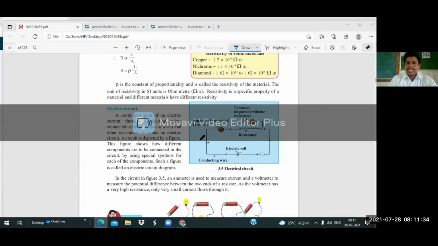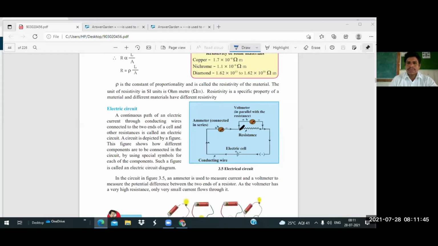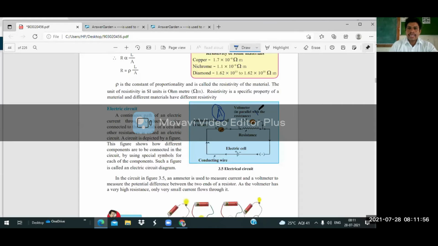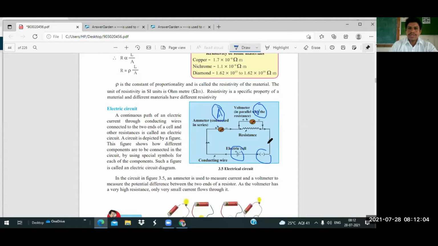And what is the circuit diagram? The components which are used in the circuit, when they are shown by different symbols, that is called the electric circuit diagram. So here, this is an ammeter, we write it like this, and the voltmeter we write with this symbol. This electric cell and this plug key have their symbols as well. With the help of these symbols, when we show any diagram, that is called the electric circuit diagram.